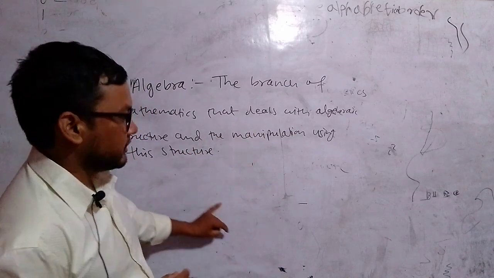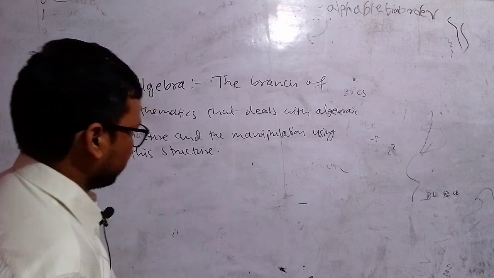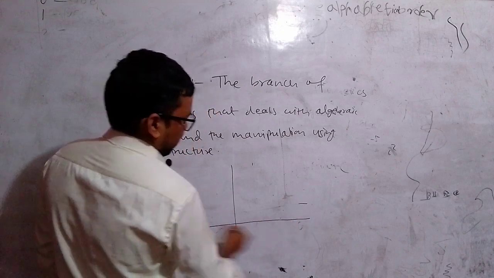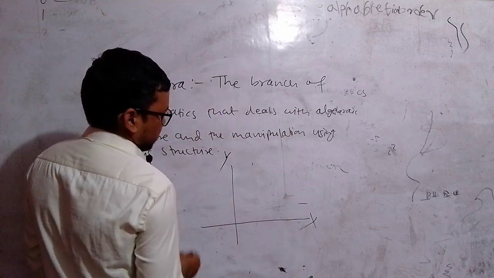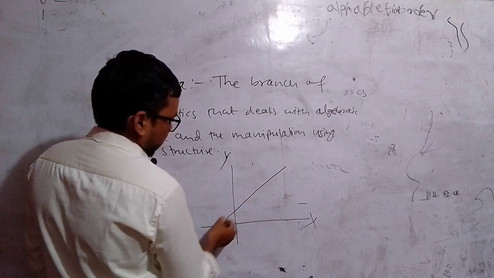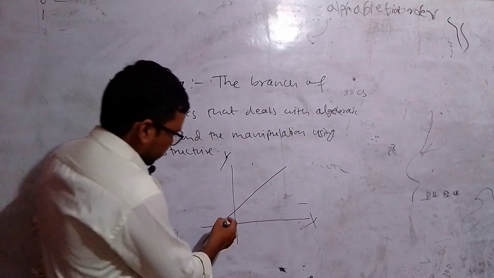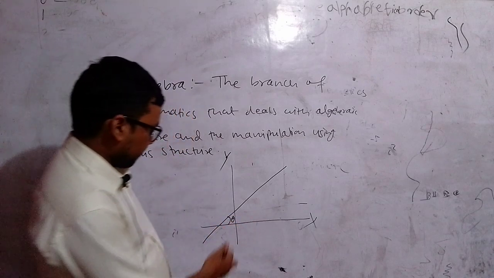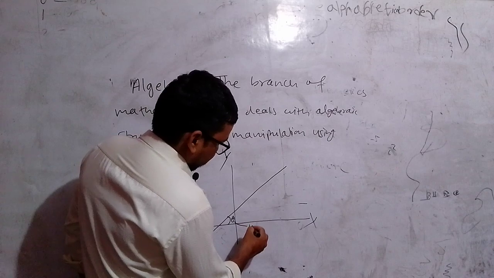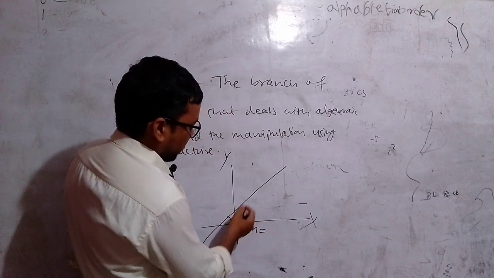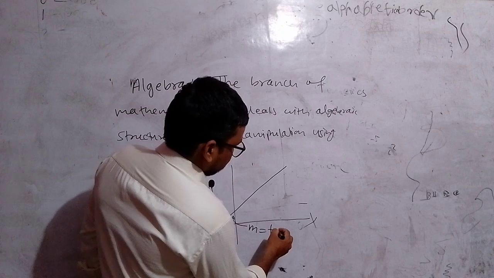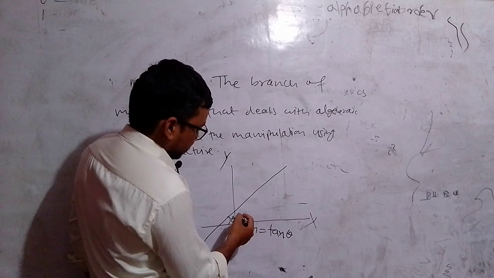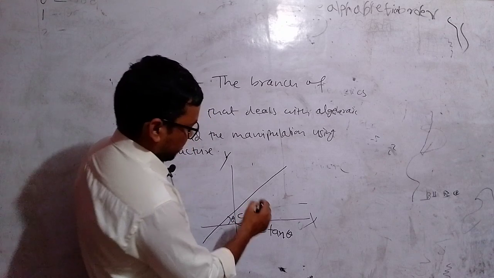Now let's take an example. What does this mean? For example, this is a graph, x-axis, y-axis. Let's draw a straight line. Suppose this straight line makes an angle theta with the x-axis. That means m represents the slope of this line, that is tan theta, and the y-intercept is, let's say, c.